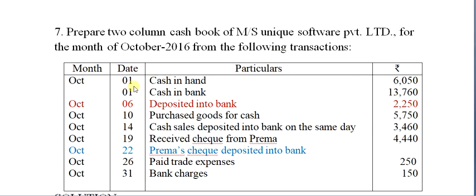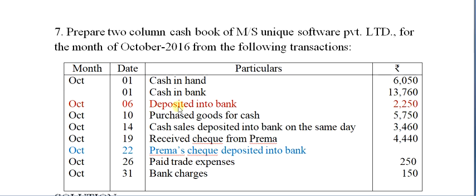On October 1st, cash in hand 6050 is given. On 1st again, cash in bank 13,760. So this represents the debit balance. This should be taken under the debit side in the double column cash book. Cash balance 6050 and 13,760 is the bank balance, as two balance brought down.